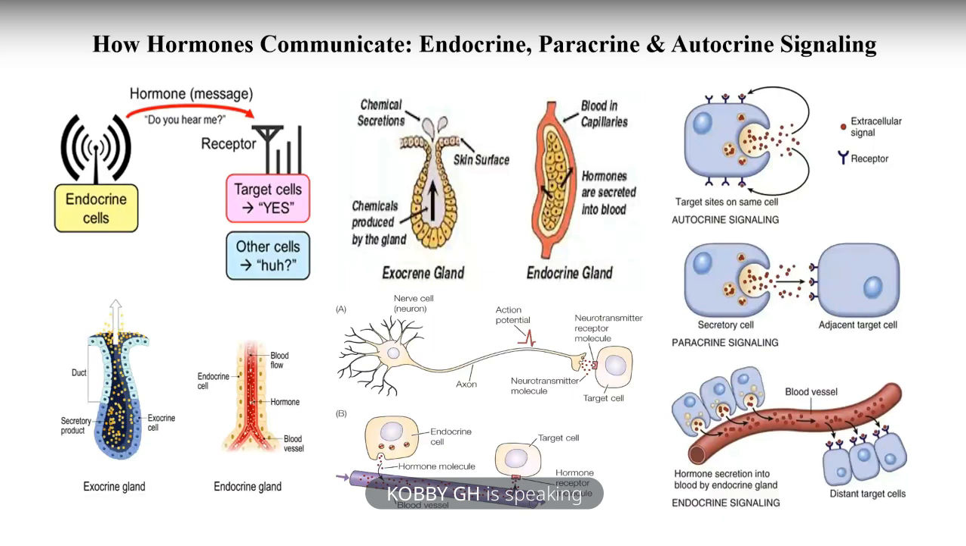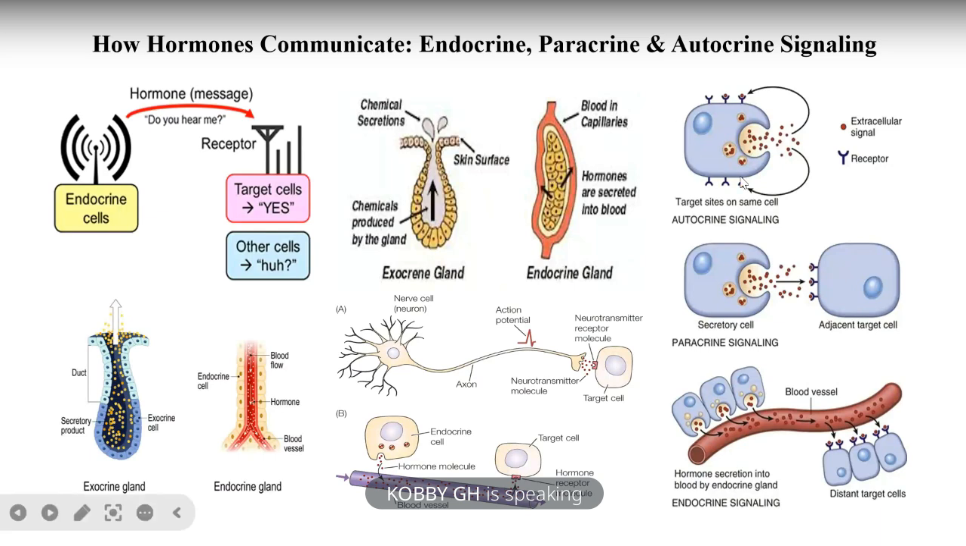Let's start from the autocrine signaling. With autocrine signaling, a cell is releasing a hormone. That same cell has receptors for the hormone. So it means that the hormone produced by the cell works on the cell itself. That kind of signaling, we call it autocrine signaling.